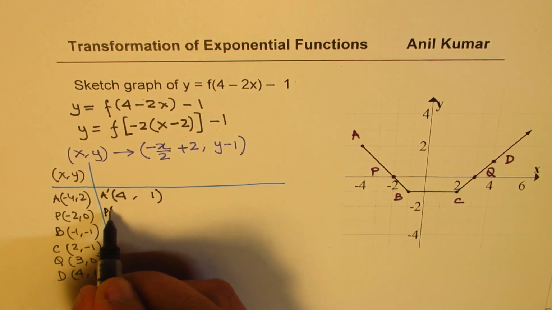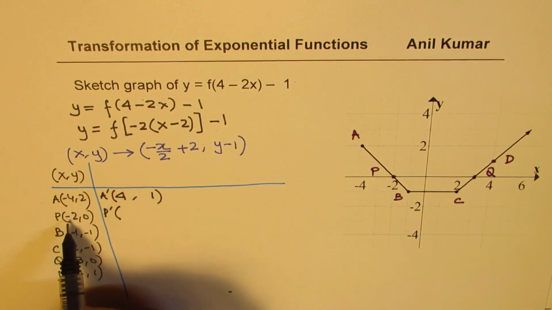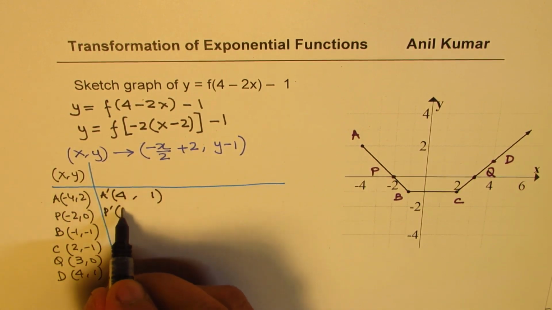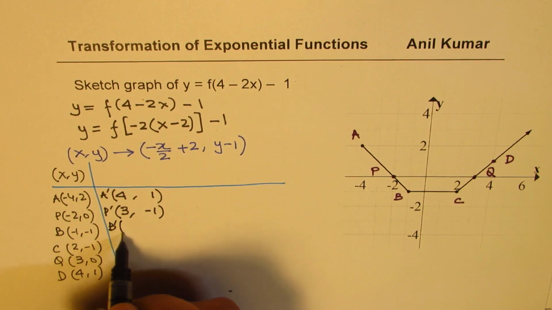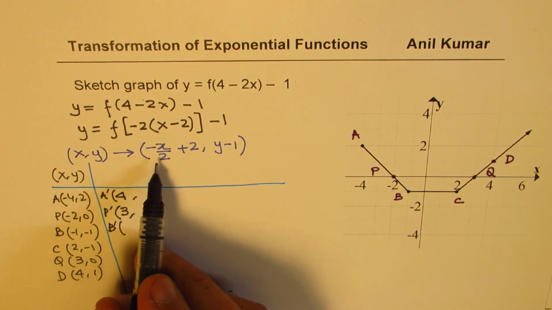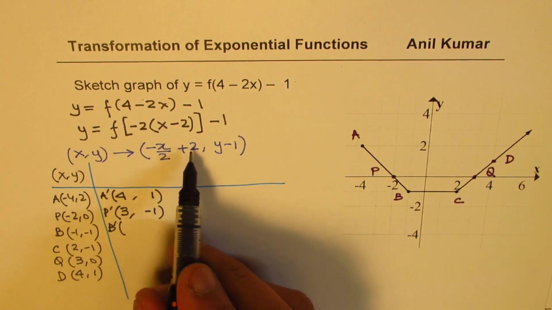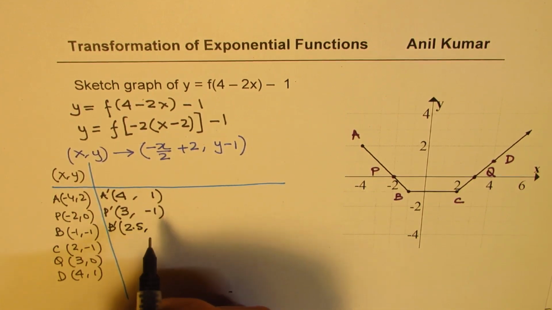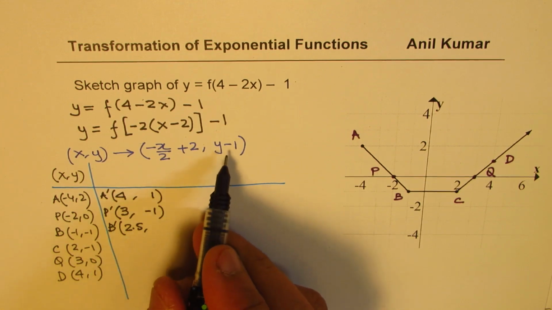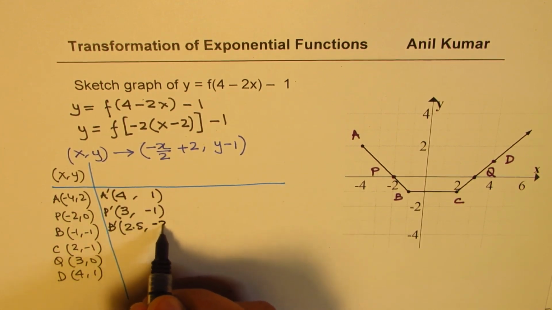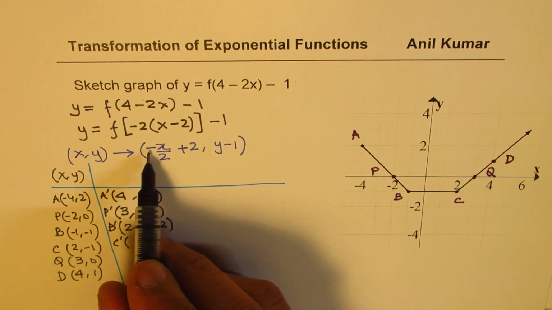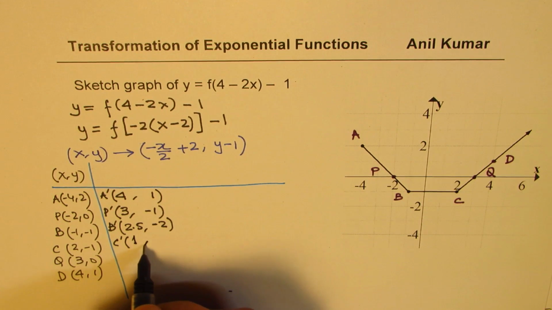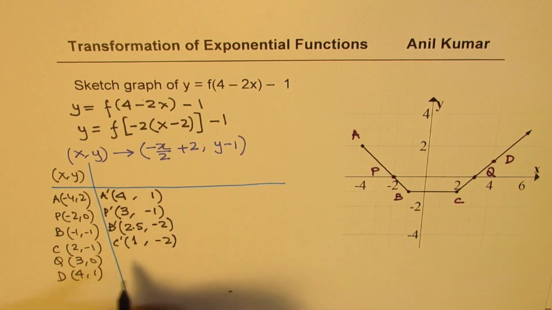Now let me write P dash. Negative half of -2 will be 1 positive, and then we'll add 2. So we get 3 here. 0 minus 1 will give me -1. For B dash, negative half of -1 is 0.5, and when I add 2, I get 2.5. The y value, when I do -1 minus 1, it becomes -2. For C dash, the image, half of 2 is 1 with a negative sign. So -1 and 2 will give me 1. -1 minus 1 is -2.